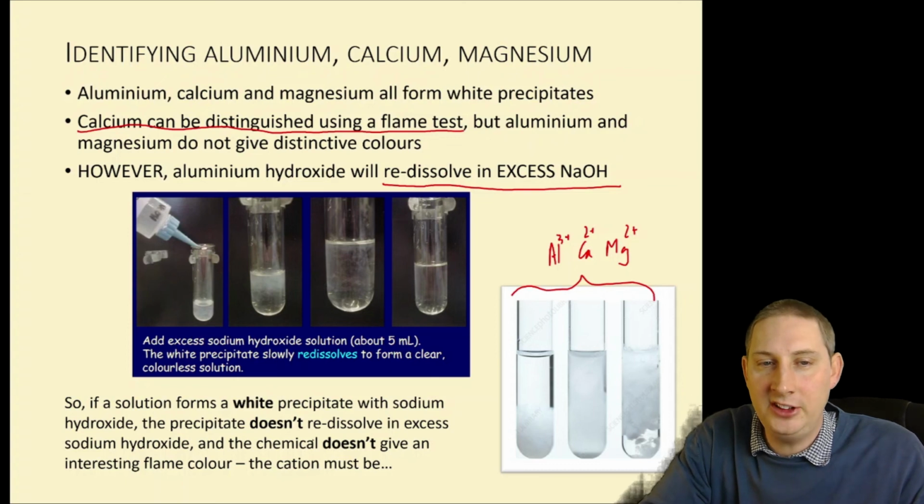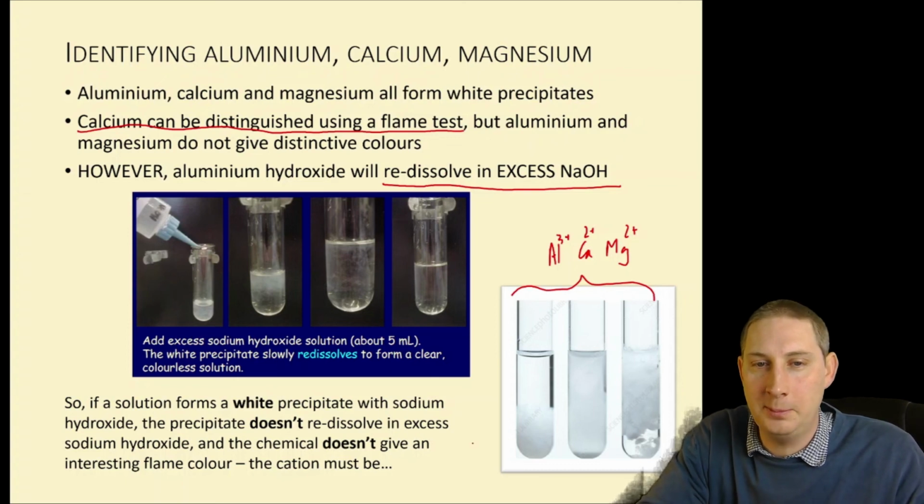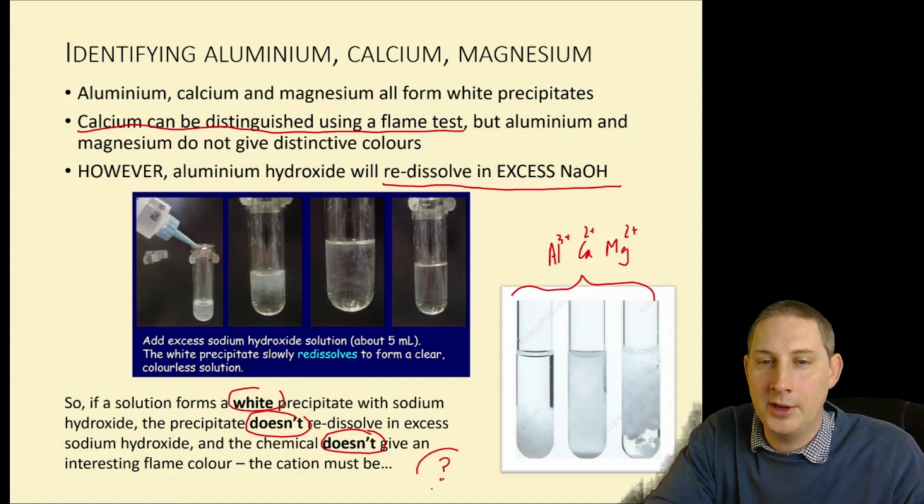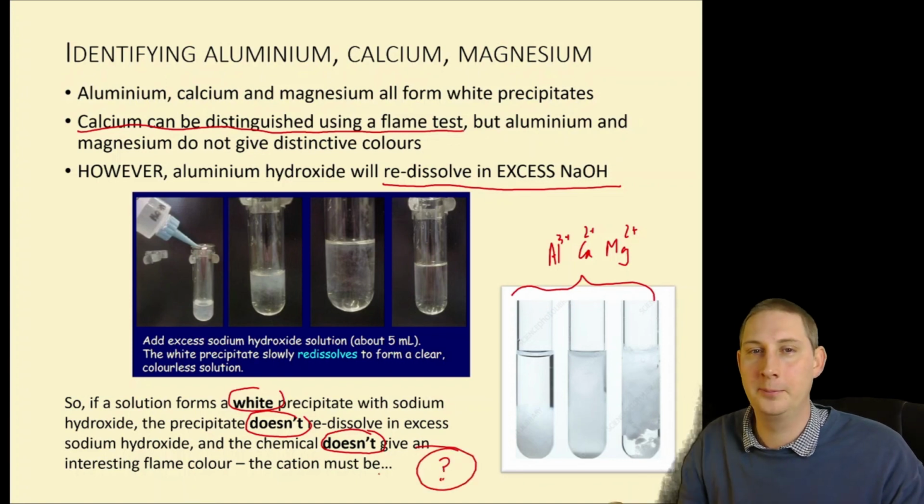So, if a solution forms a white precipitate, the precipitate doesn't redissolve, and it doesn't give an interesting colour in a flame test, what is the cation? I'm going to leave that for you to think.